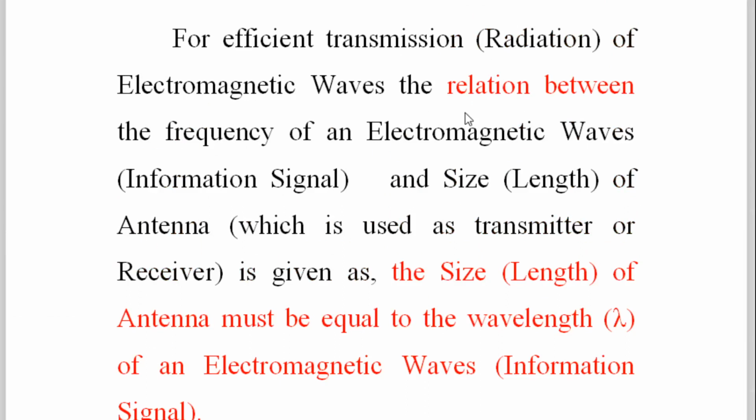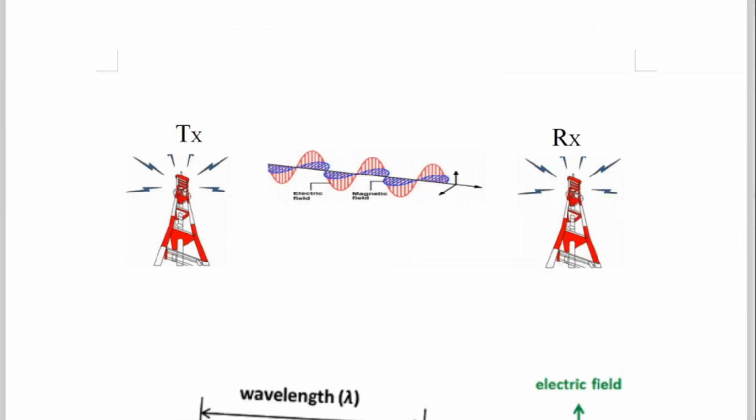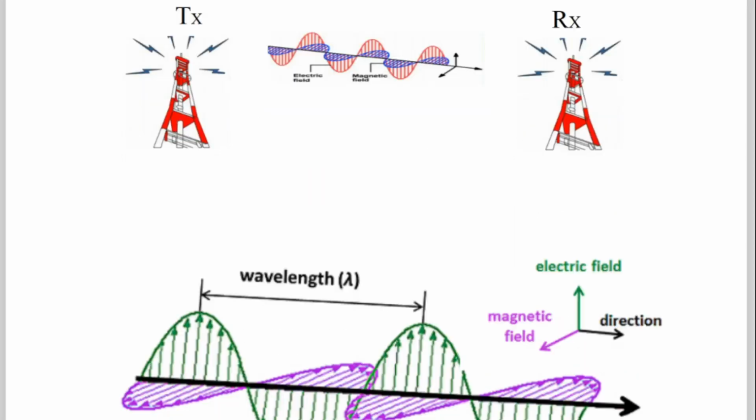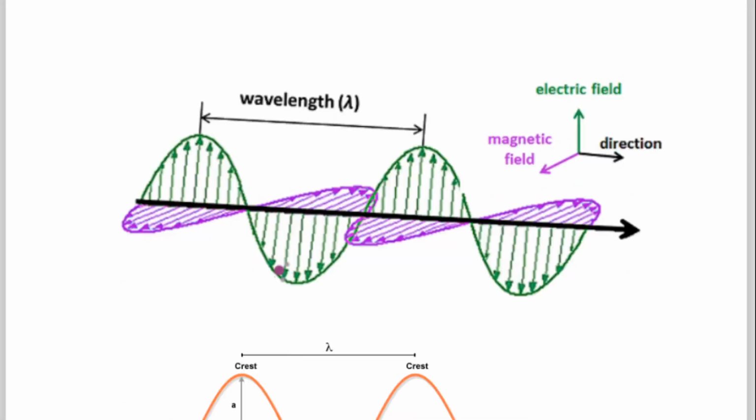And just a minute before, we discussed that efficient transmission, that is the radiation, is possible if the size of the antenna is equal to the wavelength of electromagnetic waves. Now one more example of an electromagnetic wave is here. The green signal is nothing but your electric field, which is varying with respect to time, and these arrows show the instantaneous value of voltages of that signal with respect to time.